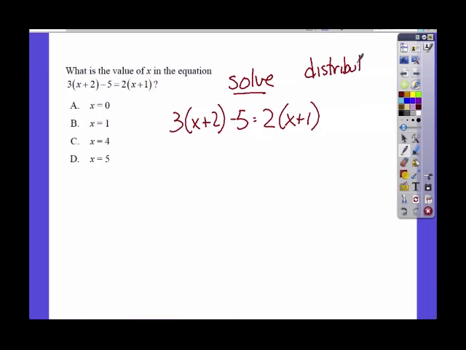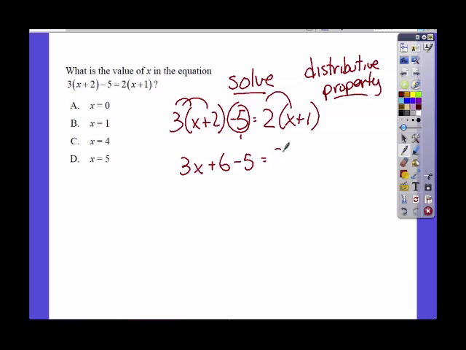Remember, the distributive property just means multiply everything outside the parentheses by what's inside the parentheses. So we're going to do 3 times x, which gives us 3x, and 3 times 2, which is plus 6. Don't forget the minus 5, so bring that down. And on the other side of the equal sign, we're going to do the same thing. 2 times x is 2x, and 2 times 1 is plus 2.